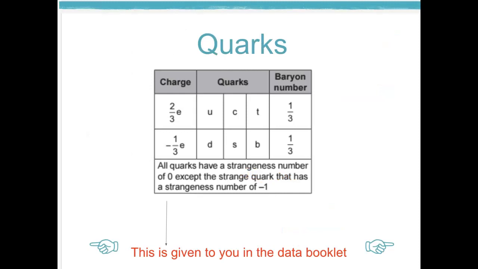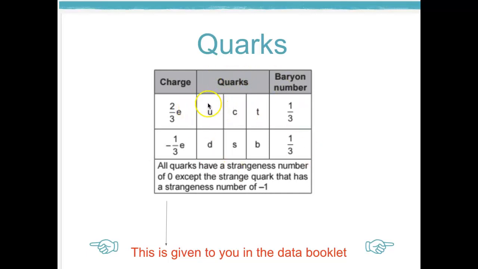Now, this information is given to you in the data booklet in this form. So you get the information relevant to the particles themselves. You just need to make sure that you know what these stand for. And you would also then need to put the bar on these, and remember what happens with the antimatter equivalents.